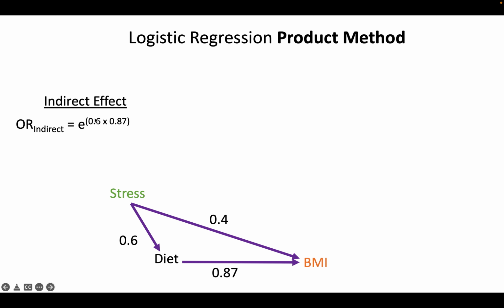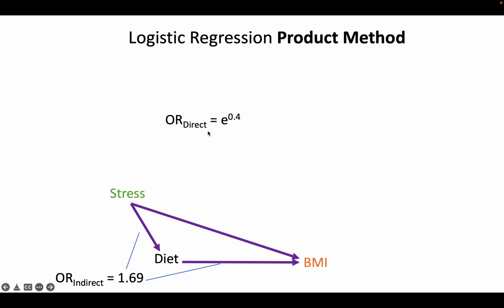So the indirect effect is the product of these two steps on the indirect path. So stress to diet has a coefficient of 0.6 and diet to BMI has a coefficient of 0.87. To combine those effects, you would exponentiate and multiply them. And that comes out to 1.69, which represents this indirect effect.